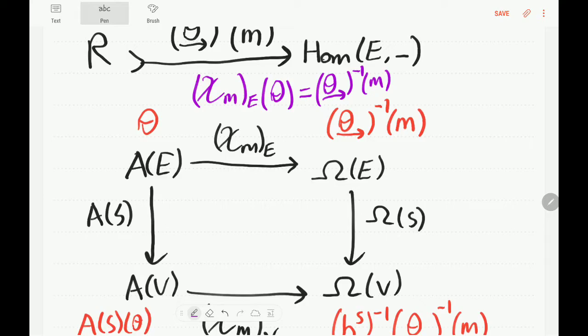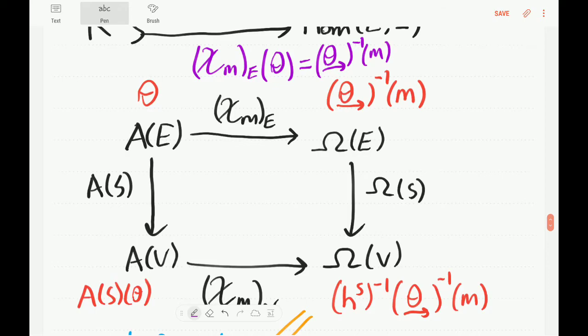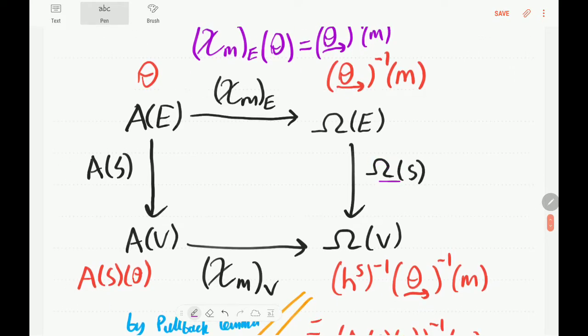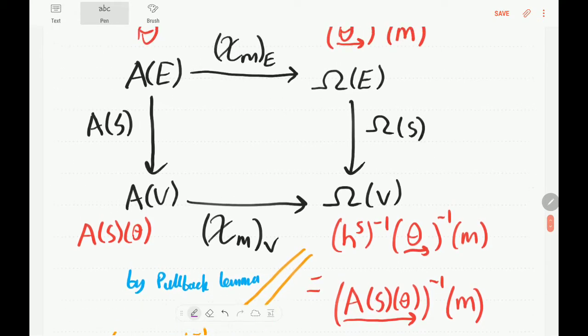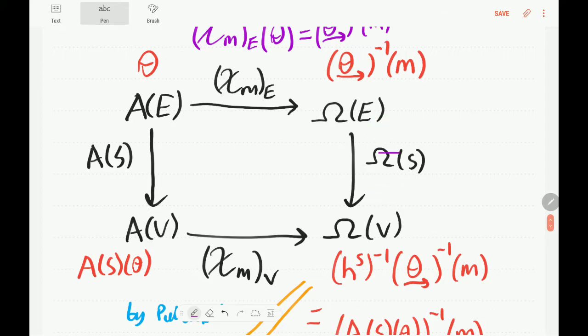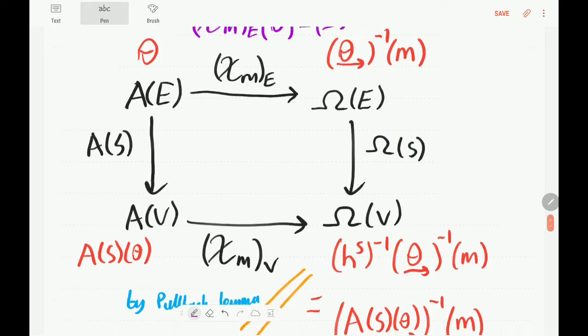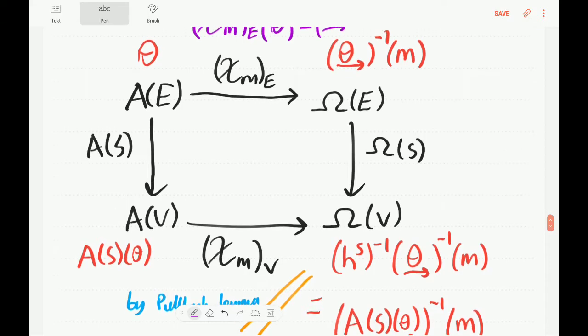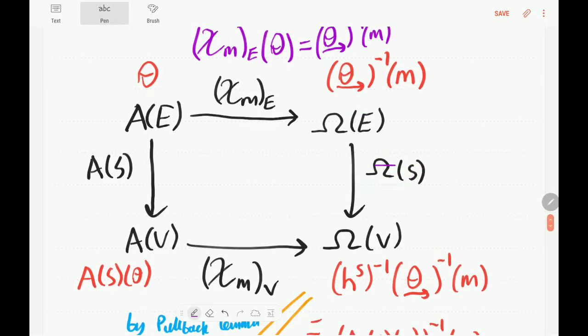sends an E-type element theta of A to the pullback of M along theta under arrow, and if we just look at this kind of what we hope is a naturality square, we start with a theta in A of E. If we do chi M of E on this, we get the pullback of M along theta under arrow. And then if we do the S action on this, well, we know how the S action works when we are working in omega, doing the omega S actions, just pulling back along H S.